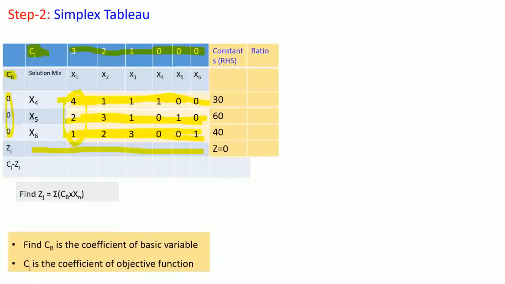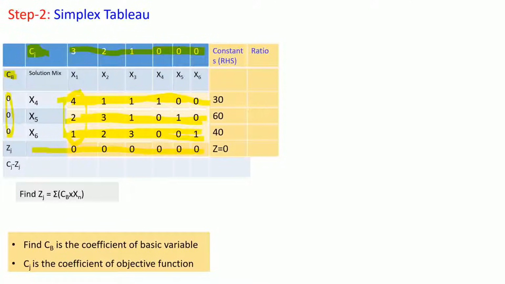And 0 times 1 plus 0 times 3 plus 0 times 2 equals 0 here. And 0 times 1 plus 0 times 1 plus 0 times 3 equals 0. And the same is true for the remaining. So it looks like this. This is the ZJ value.